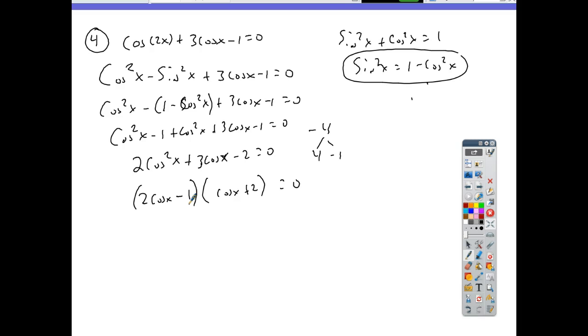Yeah. All right, so now I got these 2 things. What do I do? Set them equal to 0. That's why I do my factors, right? Cosine x minus 1 equals 0, and cosine x plus 2 equals 0.